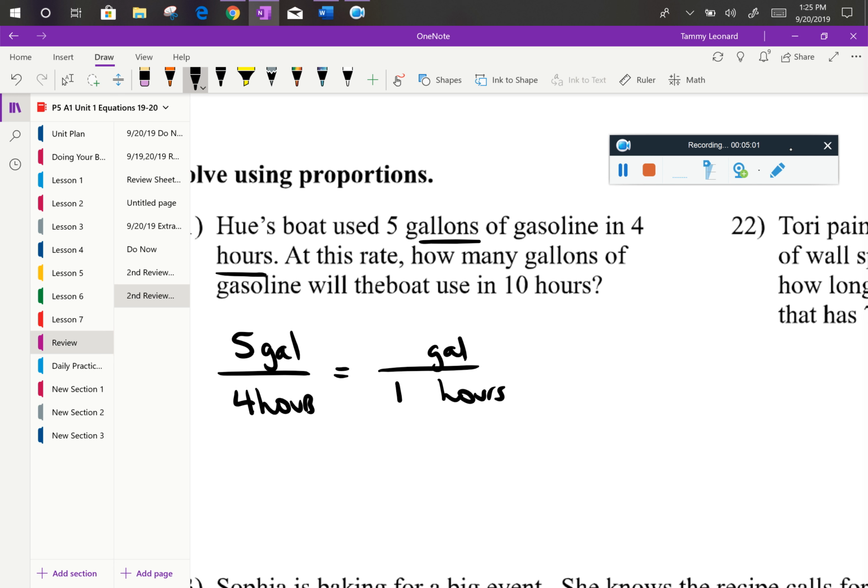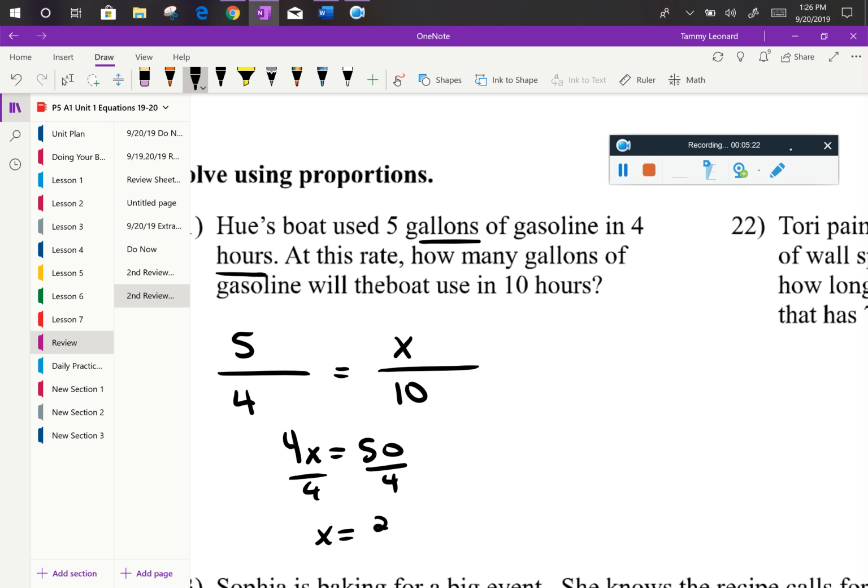Notice the problem tells us 10 hours and asks us to find out how many gallons. So we use our units to make sure we're setting up the problem the same way, but we don't need them to actually do the math. So I'm going to sneak them back out of there. Cross multiplying, 4x is equal to 50, and when we divide by 4, we get x equals 25 halves.